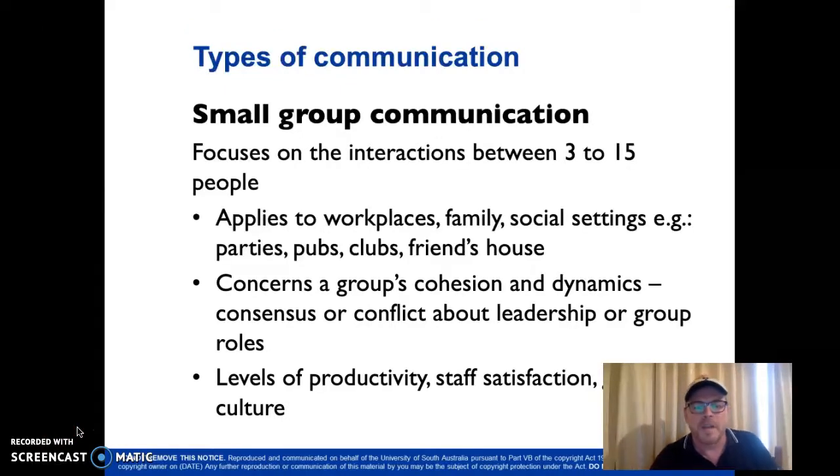Other types of communication. Small group communication focuses on 3 to 15 people interacting. So these are often things like workplaces, parties, pubs, those sorts of things. We do this all the time when we have group activities in class.